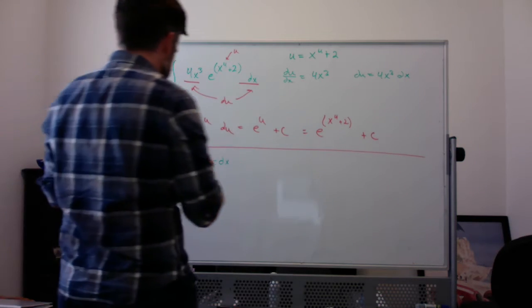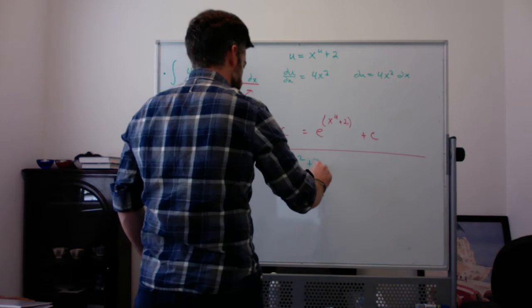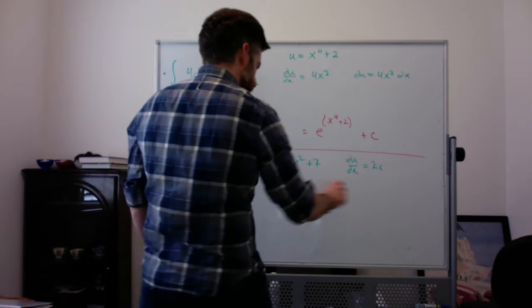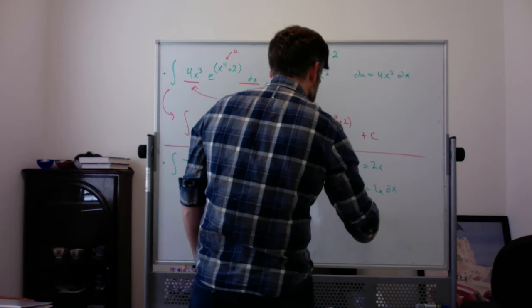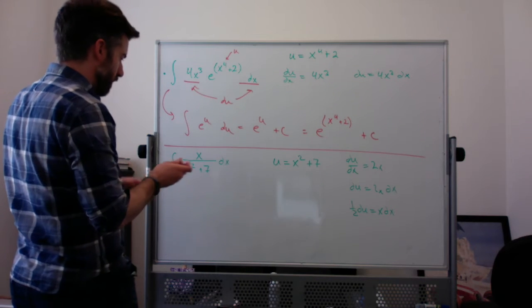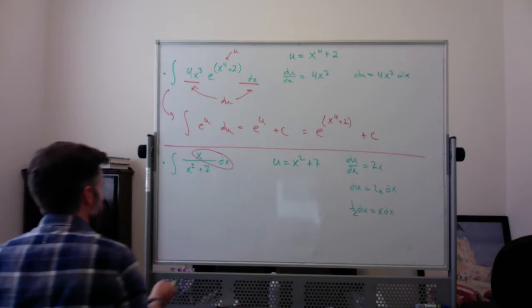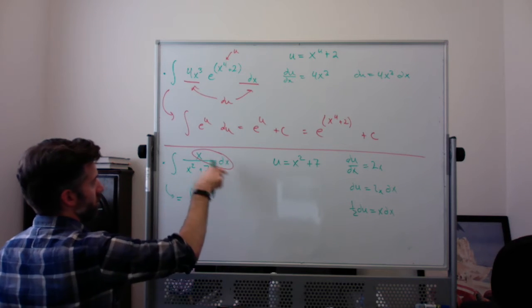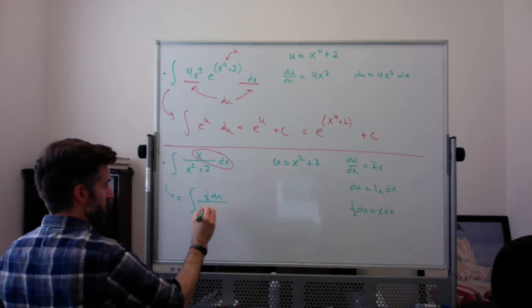Alright, here's another one. Here we're going to let u equal the denominator. U is x squared plus 7. Du dx is 2x. Du is 2x dx. And 1/2 du is equal to x dx. And I exactly have an x dx. That's going to become 1/2 du. So I'm going to write this as the integral of the x dx is 1/2 du. The denominator is x squared plus 7, which is u.